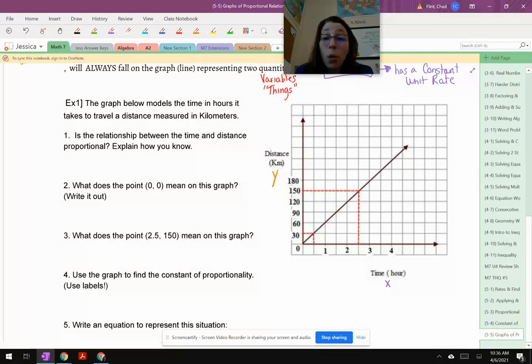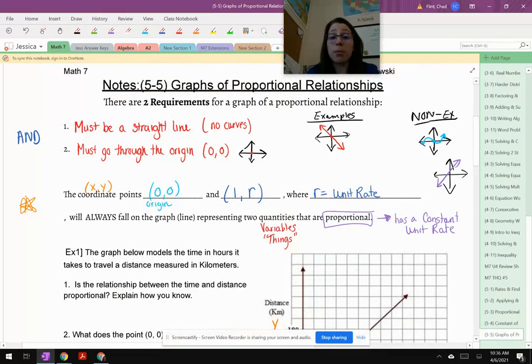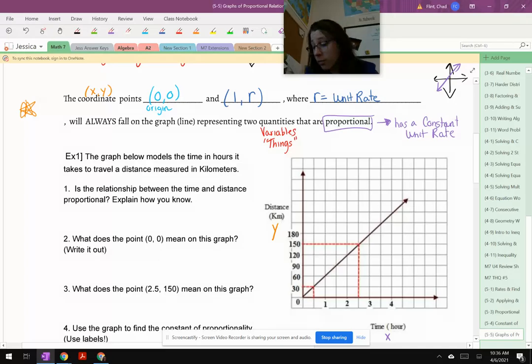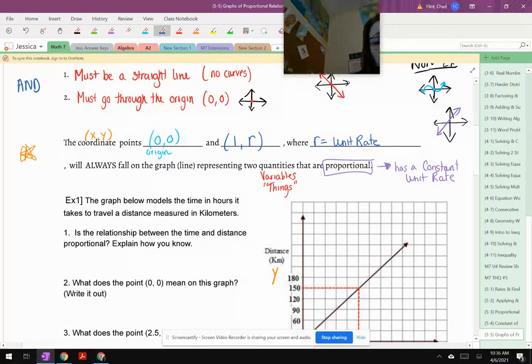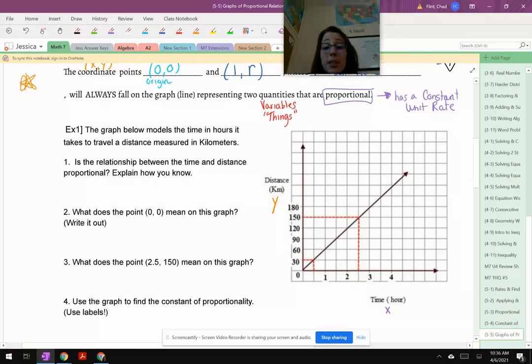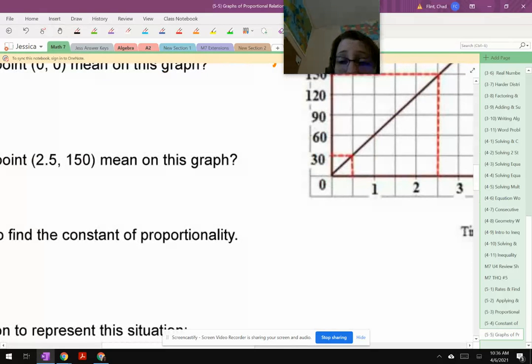Explain how you know. Well, I can't be using an explanation about a constant unit rate because I haven't done any work to prove that there's a constant unit rate. This is where you need to be careful that your explanation matches the work that you have. So instead, I'm going to use those 2 requirements that we talked about above. Is this graph a straight line? Well, yes, it is. Does it go through or touch the origin? And this graph does happen to go through the origin right there at that 0, 0. That is my origin.